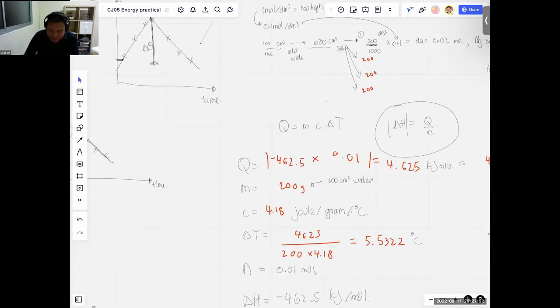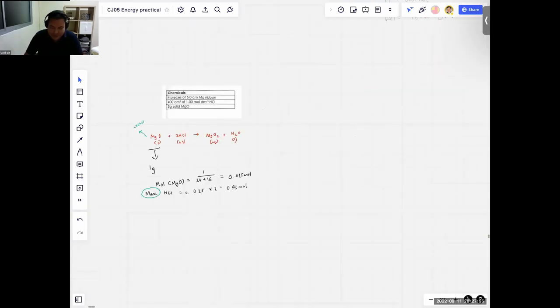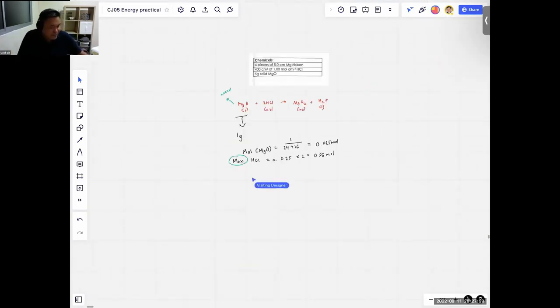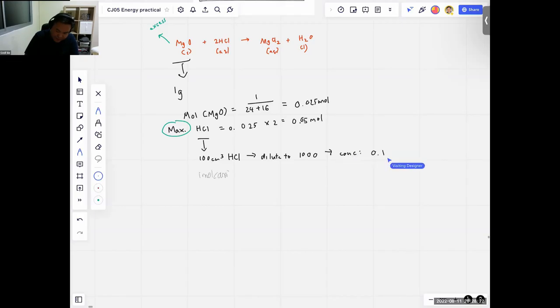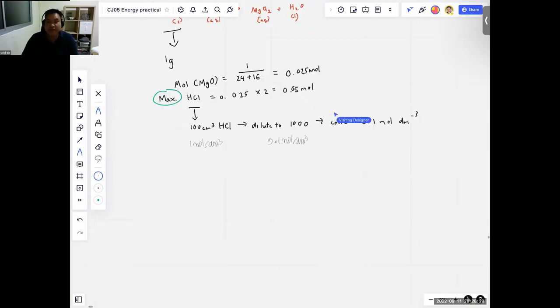Take 100 cm cube of HCl. Then dilute it to 1000. That means the concentration will now become 0.1. Before here it is 1 mole per dm cube. Become 0.1 mole per dm cube. Then from here, you take how many? 200 cm cube times 4. Take 100 cm cube. Take 200 cm cube.